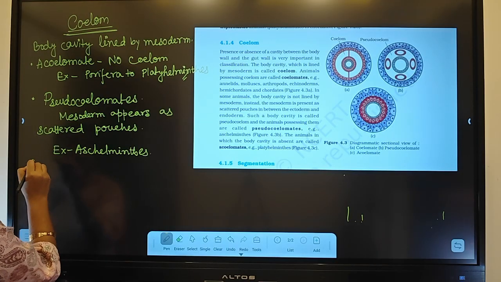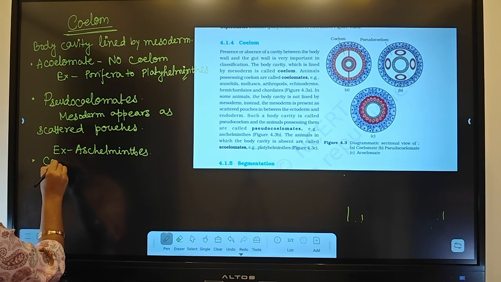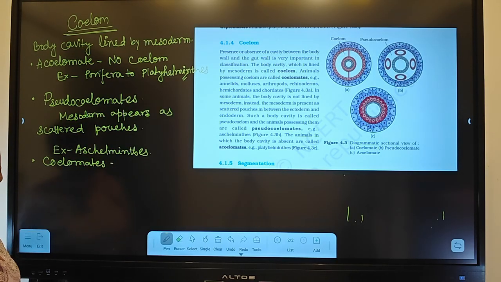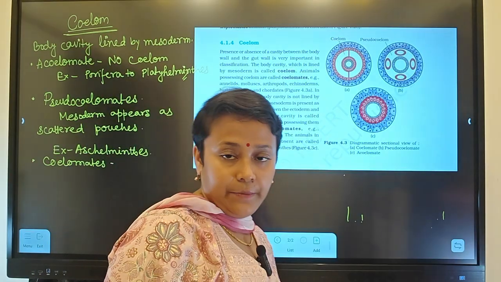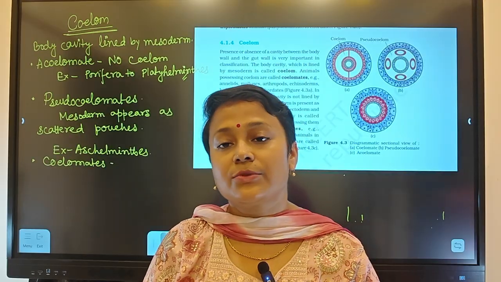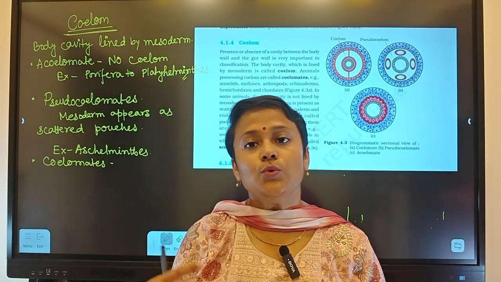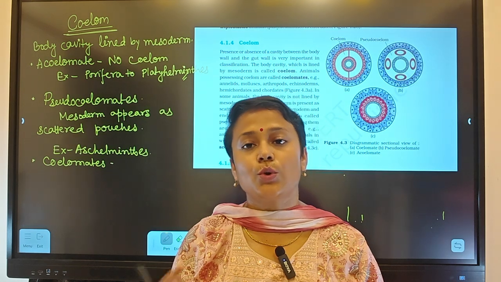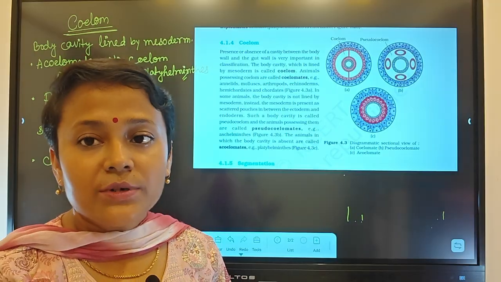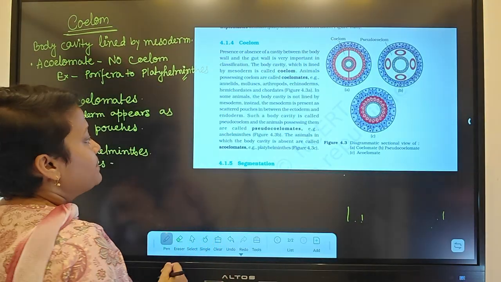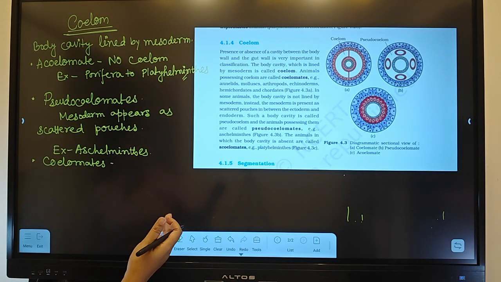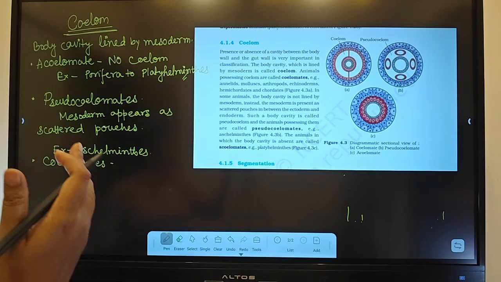Okay, so true coelomate is also called coelomate. After acoelomates, what will be there after acoelomates? After acoelomates will be annelids. So from annelid to chordates, there is a chance of having the true coelom. Right? So the example is annelids, mollusks, arthropods, echinodermates, hemichordates and chordates.